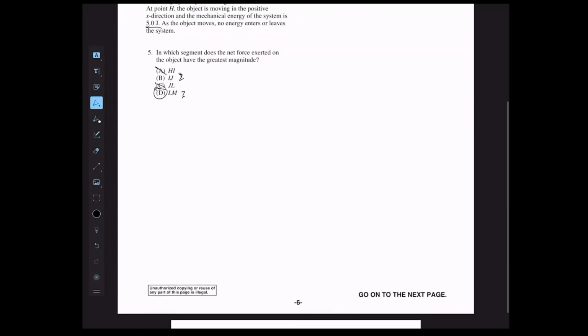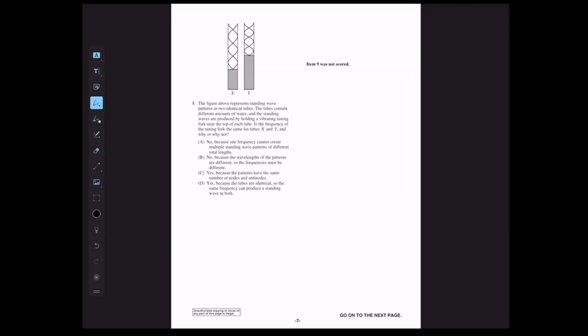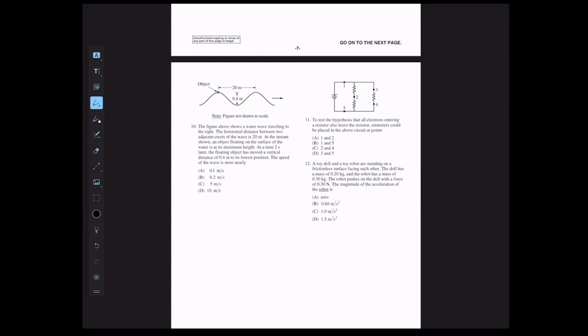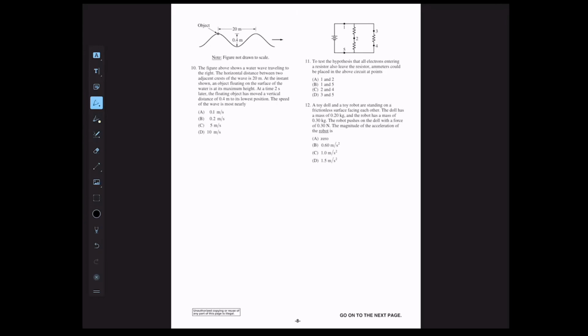Number 8. 8 is a wave problem, so we'll skip that. So is 10 and 11. 10 is a wave problem, and 11 is a resistor problem. So 12.